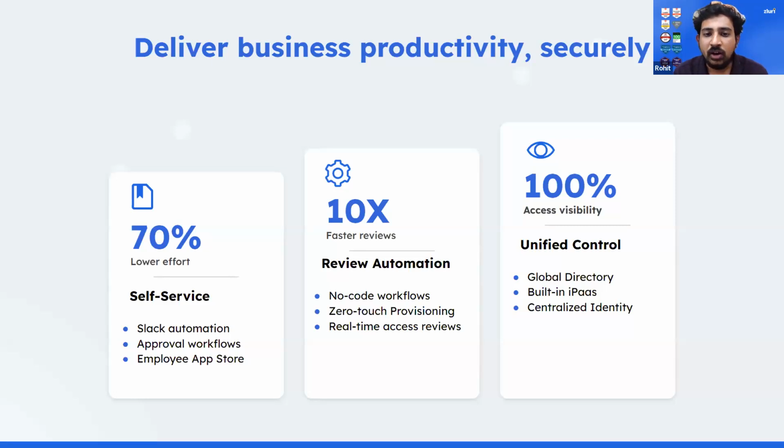So one thing is obviously the productivity is a lot better. It's a lot lesser effort. And the most important thing is having that visibility into who has access to what. So these are kind of the outcomes that we gain today by having a modern IGA solution like Zluri to run your access governance process.